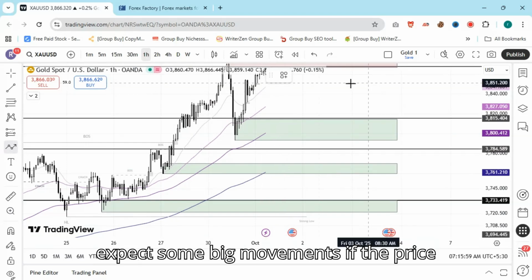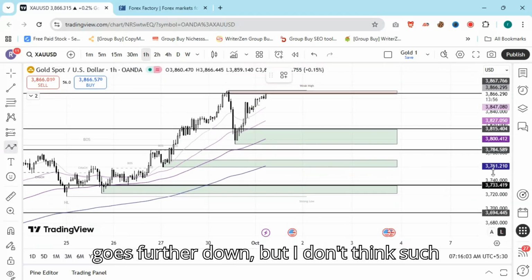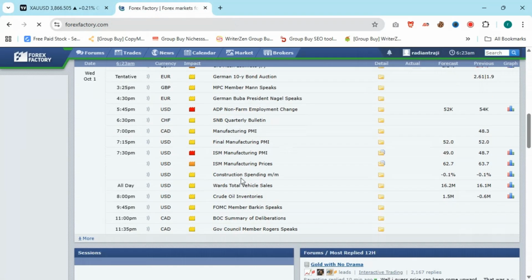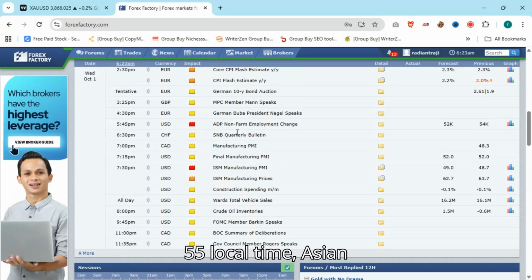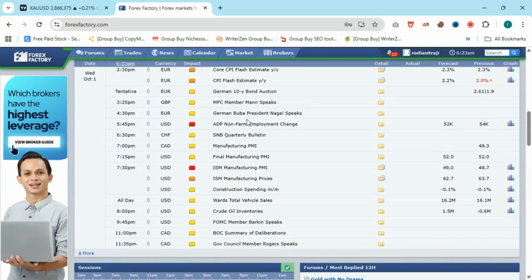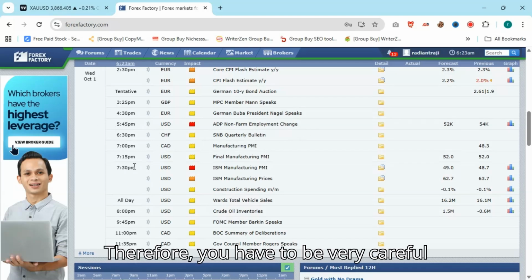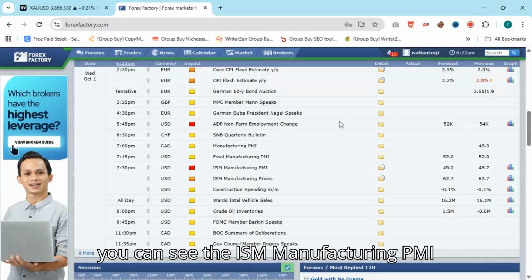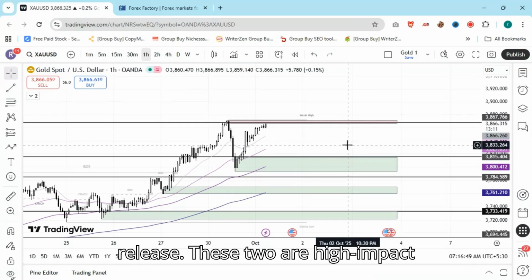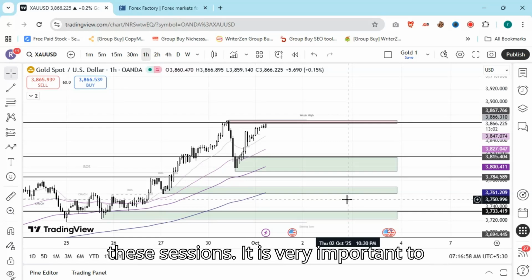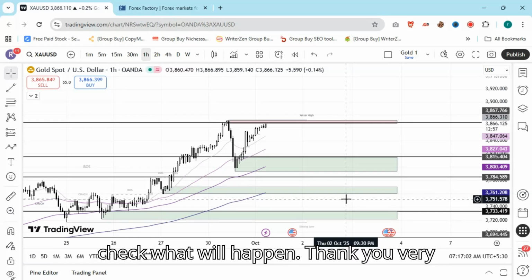We could expect some big movements if the price goes further down, but I don't think such a big fall will happen today. We also need to check today's news. Around 5:55 local time, Asian session, the ADP non-farm employment change report will be released. Therefore, you have to be very careful when entering the market around this time. Also, at 7:30 p.m., you can see the ISM Manufacturing PMI release. These two are high-impact news events today, so you have to be very cautious when entering the market during these sessions. It is very important to check what will happen.